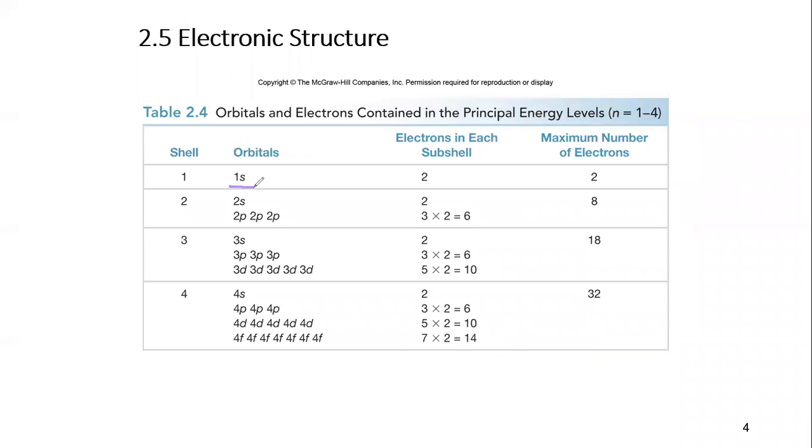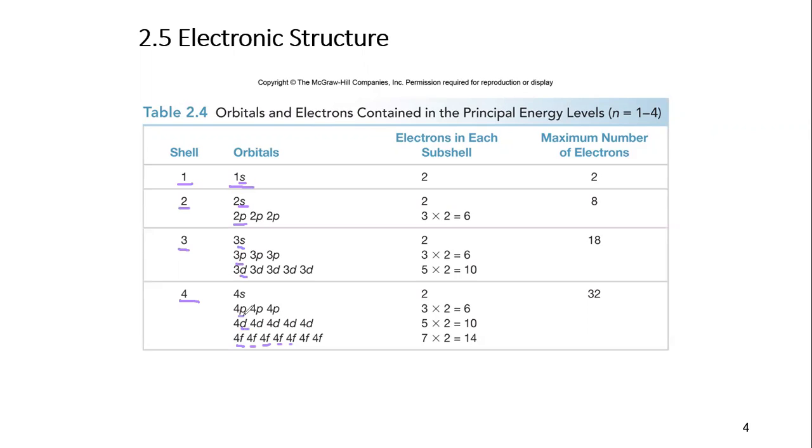So again, the 1s orbital is in the first energy level. Now the energy level tells you the number of different types of orbitals. So the first energy level just has an s orbital. The second energy level has an s and a p orbital. The third energy level has 3 types of orbitals, the s, p, and d. And the fourth energy level is where we start seeing the appearance of the f subshell.